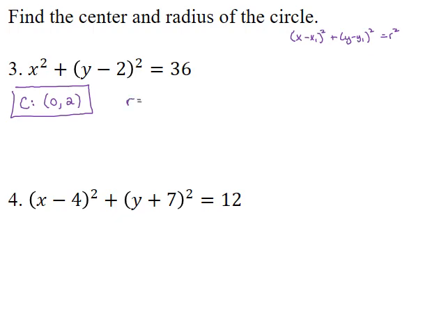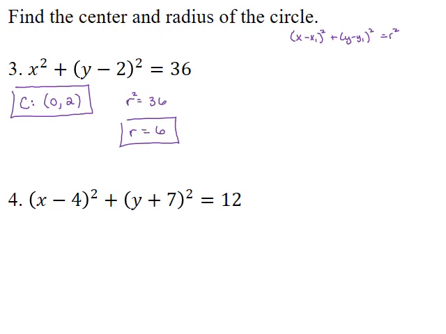The radius, since r squared is part of your formula, since we know that r squared has to equal 36, just take the square root of both sides and you get r is equal to 6. Now you'll notice that I did not do plus and minus 6 because the radius is a distance and distance cannot be a negative value. So we're going to always say the radius is the positive number involved. Good.